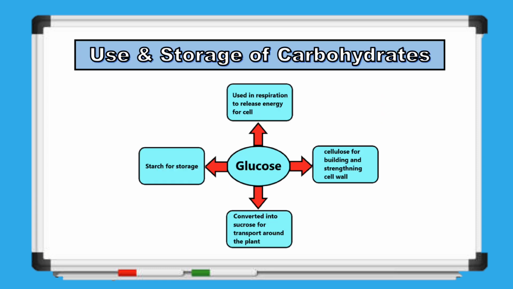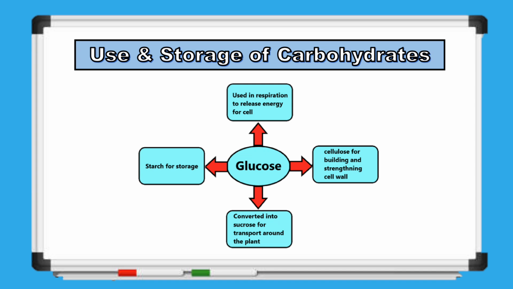Talking about the use and storage of carbohydrates, mainly glucose, which is the main product of photosynthesis. If you look at the diagram here, it summarizes 4 main ways glucose is used in plants. First, the diagram shows that glucose is used in respiration. This means it's broken down to release energy that the plant needs for essential functions like growth, repair, cell division, and active transport. So the first key role of glucose is as a source of energy, it's the plant's fuel.